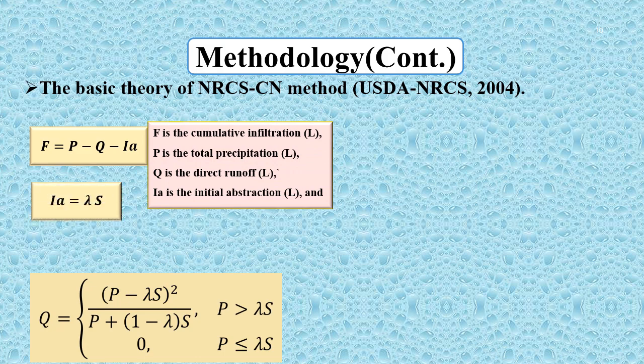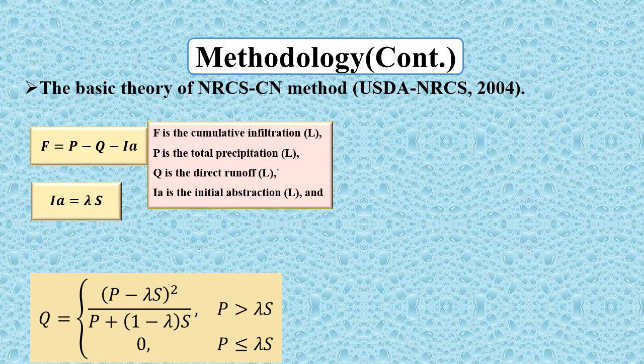Our model: this is the equation for the CN method. This is the balance equation. By the balance equation I mean that we have the inflow, what's getting in, and what's getting out. F is the outflow, the infiltration, the amount of water infiltrated to the ground. P is rainfall, Q is runoff, and Ia is what we call the initial abstraction loss.